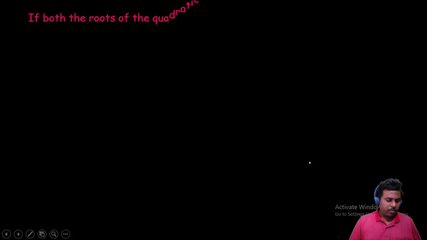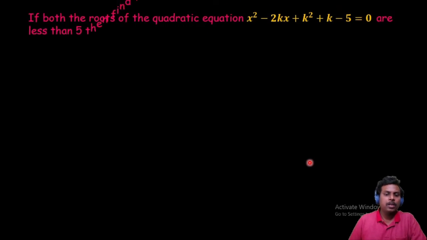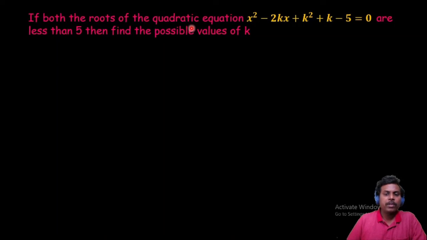So here is the problem. If both the roots of the quadratic equation x square minus 2x plus k square plus k minus 5 is equal to 0 are less than 5, then find the possible values of k. So there is a question given based on this problem in the assignment. Okay, so now this problem will help you to solve the problem given in the assignment actually. Okay, let us try to solve this problem. Solution.